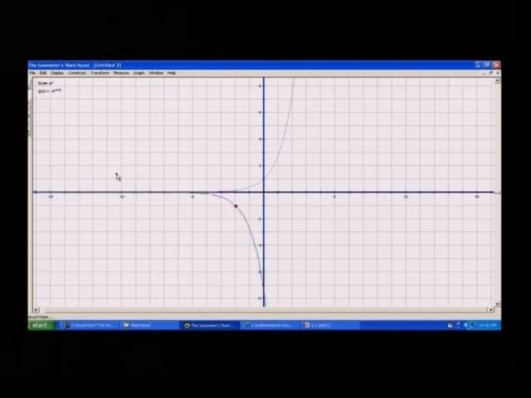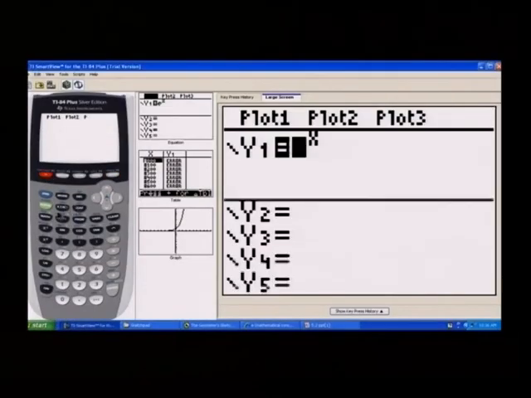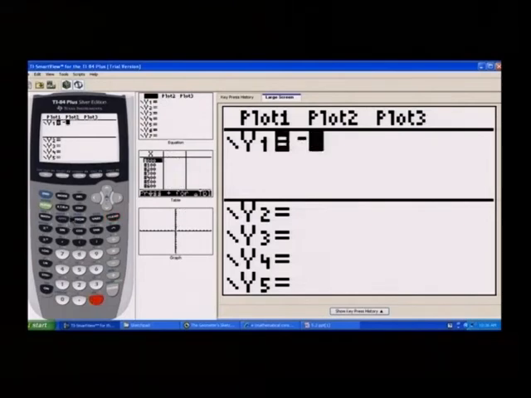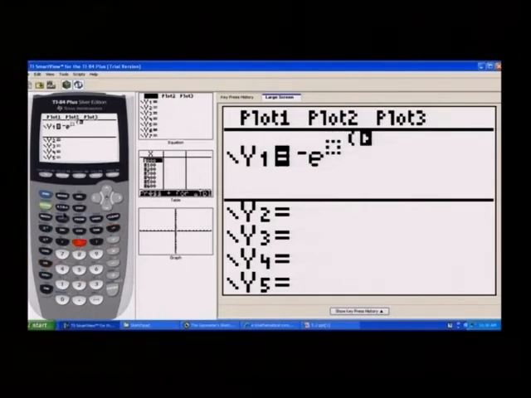What happened to our intercept? Yeah, it got moved way over. In fact, what affected it? Yep, the translation affected it. It moved it 2 to the left. So let's take a look. We might actually even have to use the equation for that. Let's plug it in here. We have negative e to the power of x plus 2.